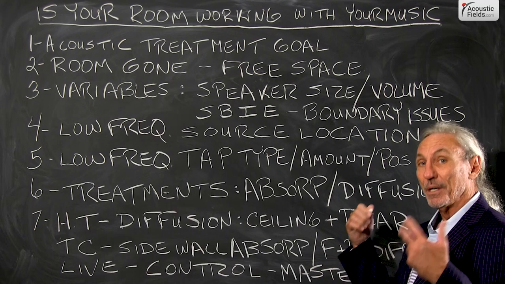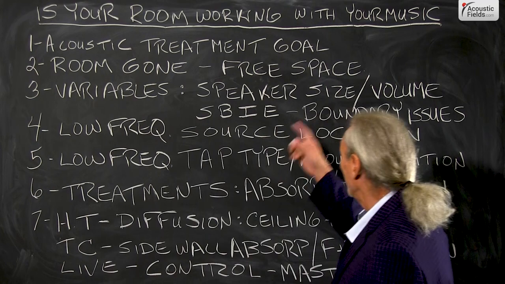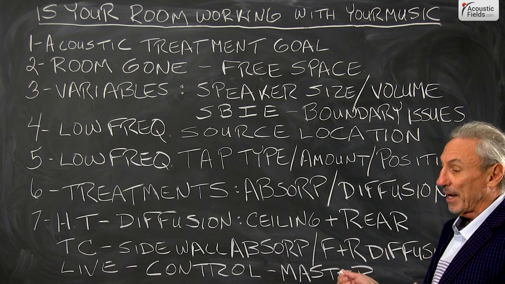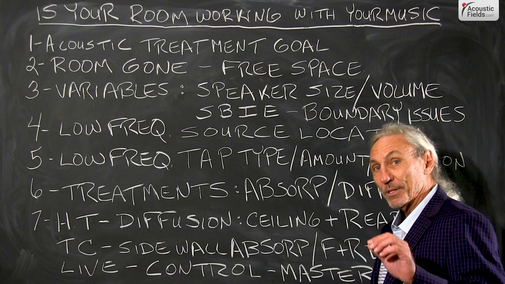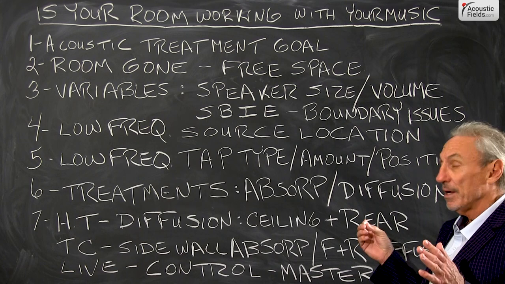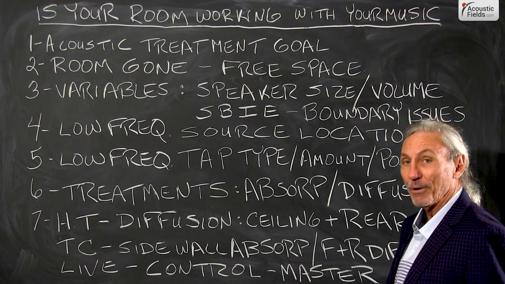So what kind of variables are we up against in our room? Obviously, the speaker has to match the size and volume of the room. You can't put too much energy in too small of a room. Then there's the speaker boundary interference effect. Our room boundary surfaces are always in the way, and we always have to manage them. Some surfaces are more critical than others, depending upon usage, but every boundary in our room is an issue.